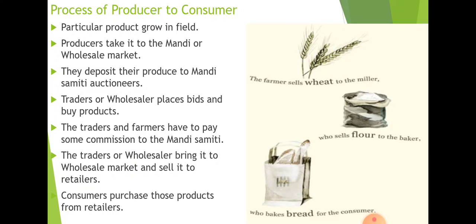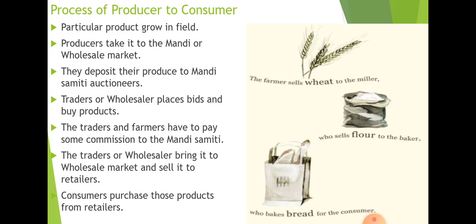There are storage rooms as well, godowns, so that the product the farmers brought with them to sell can be kept in the granaries or godowns made in the mandis. The farmers and traders deposit their produce with the mandi samiti auctioneers. Only registered traders can take part in the auctions.